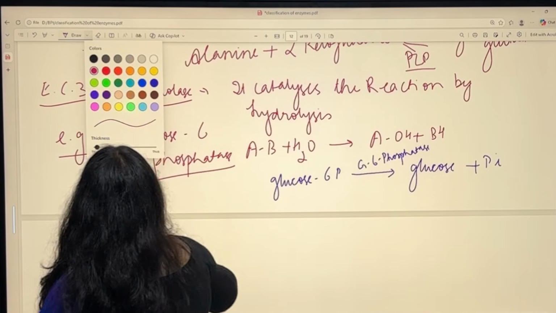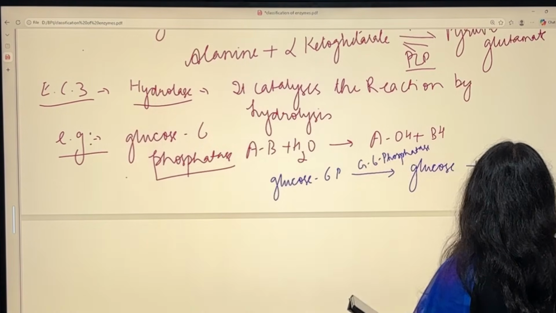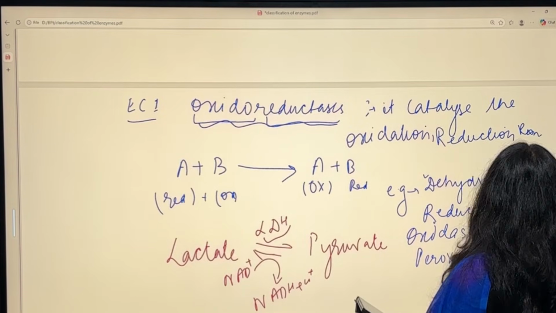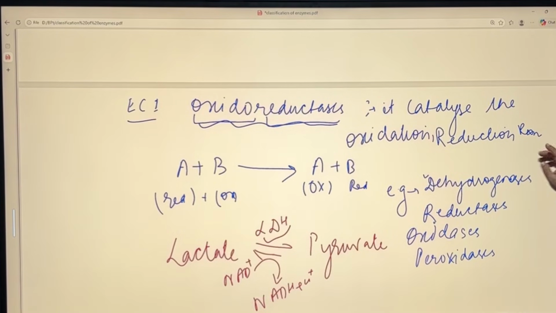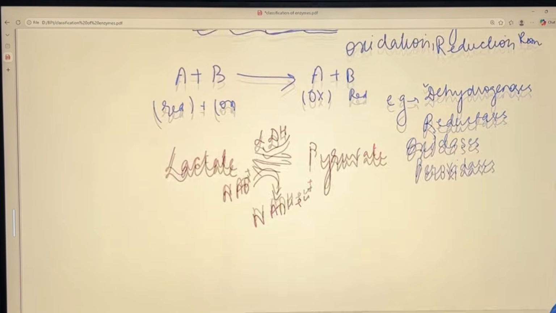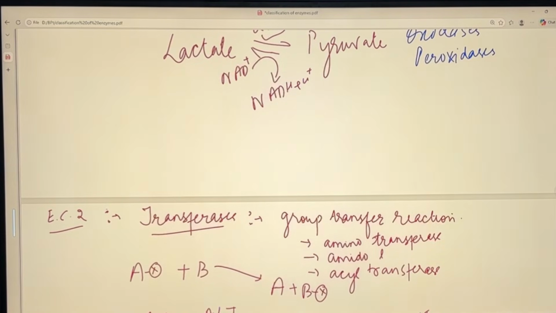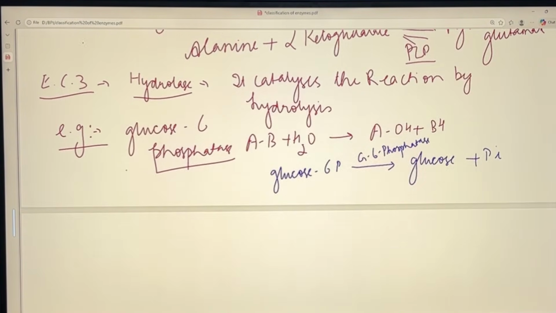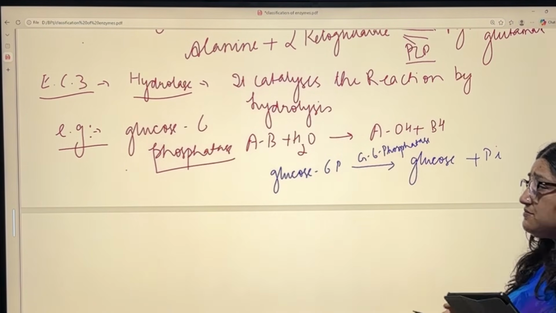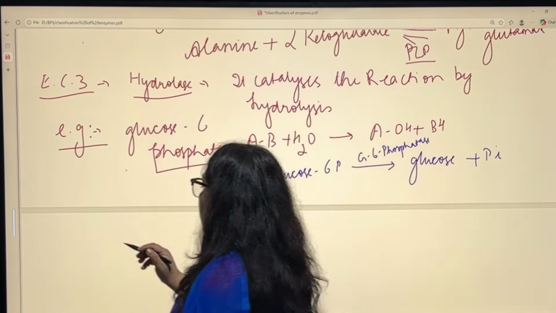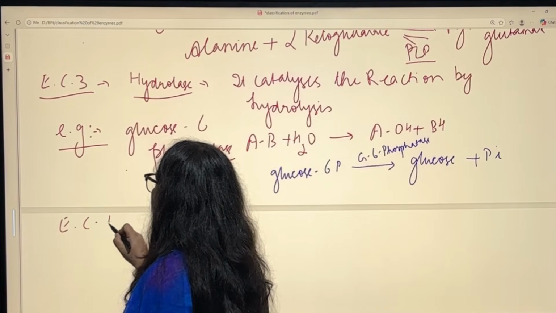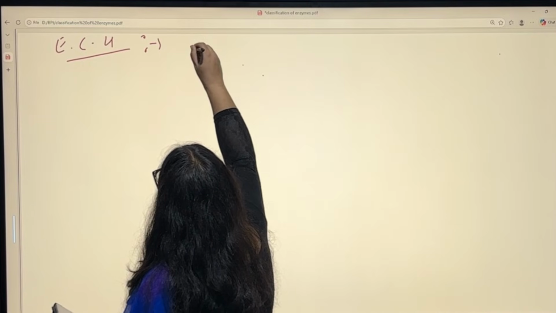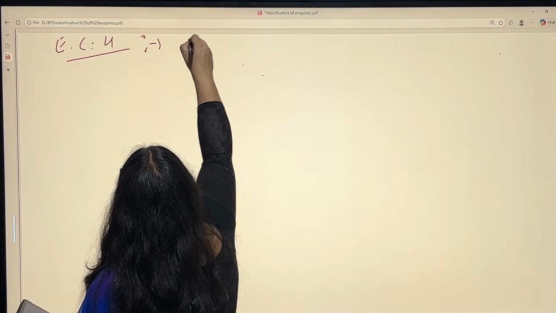Next is enzyme commission number 4, which was the lyase. Let us take a quick recap. Enzyme commission number 1, oxidoreductases. Enzyme commission number 2, transferases, group transfer reaction. Enzyme commission number 3, hydrolases, which catalyze the reaction by addition of water. Now comes enzyme commission number 4. This is lyase.